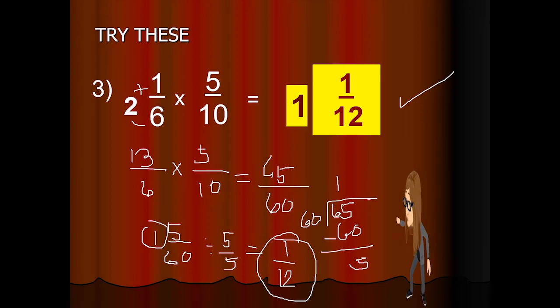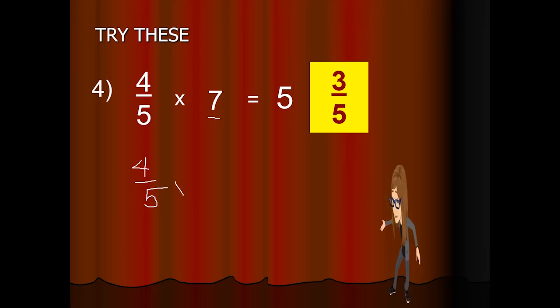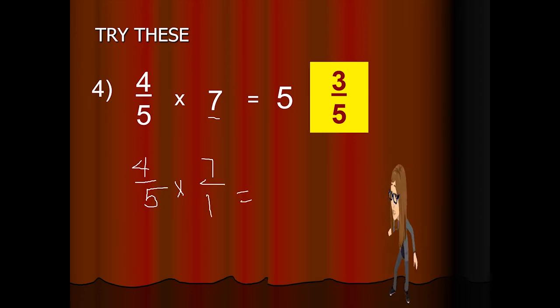Very good. This one. 4 over 5 times 7. So we need to rename 7. We have to put a denominator of 1. Correct. Remember that. The whole number, it has a denominator of 1. So we will multiply. 4 times 7 is 28. And then 5 times 1 is 5.